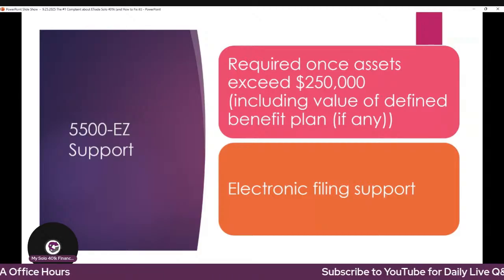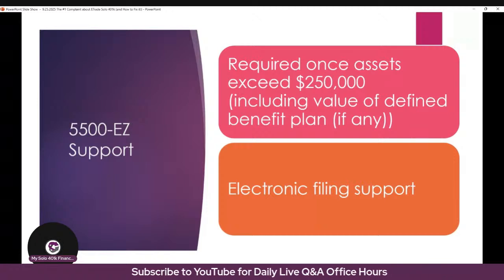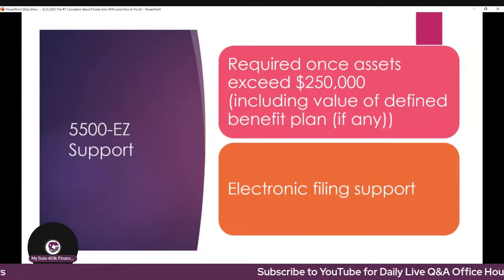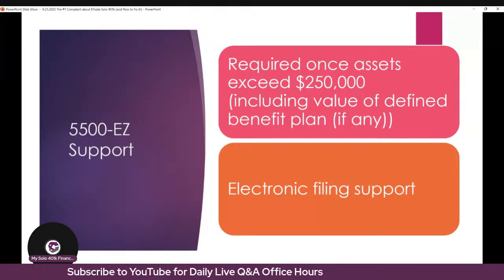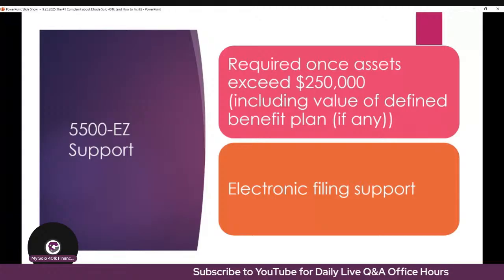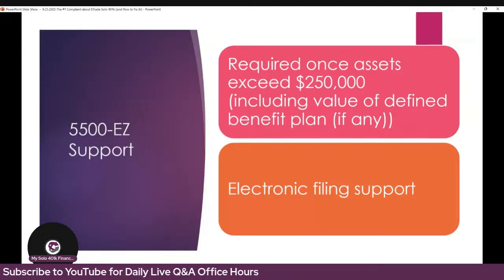5500-EZ support, another very important but missing feature with the E-Trade Solo 401k plan. So what is the 5500-EZ? Well, the Form 5500-EZ is an informational tax filing. Once the value of the plan, including the value of any defined benefit plan that might be sponsored by the self-employed business, exceeds $250,000, there is an informational tax filing requirement. In other words, the business needs to file the Form 5500-EZ, which provides information to the IRS about the Solo 401k. E-Trade is not going to handle that 5500-EZ, even if the value exceeds $250,000.